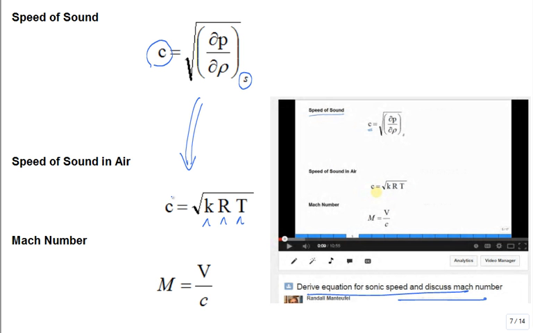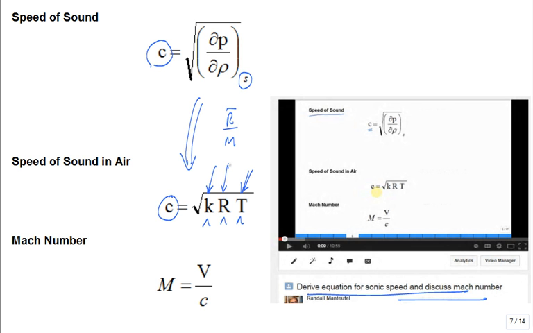So you can get a magnitude for the speed of sound. Look at the trend. As temperature goes up, hotter, higher temperature air, what does the speed of sound do? It goes up. It goes up a little bit. Notice also it depends on k. What is k? Ratio of specific heats. And R. R is the universal gas constant divided by the molar mass.